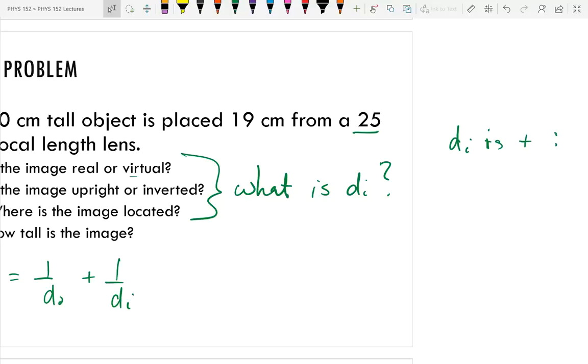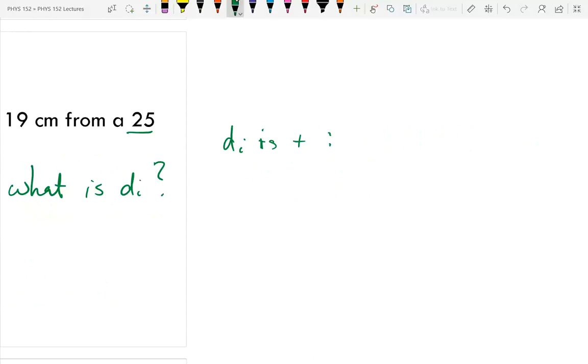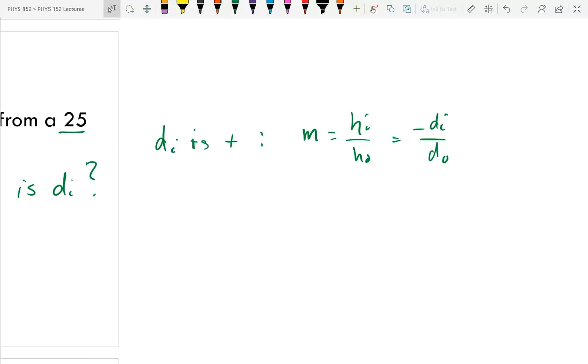So if the distance image is positive, we knew that magnification is equal to height of image over height of object is equal to minus distance image over distance object. Since the distance object is positive, if the distance image is positive, what does that make the image? Is it upright or inverted? You have minus a positive number over a positive number, which means your magnification is negative. Negative magnification means inverted. So if the distance image is positive, then it's inverted.